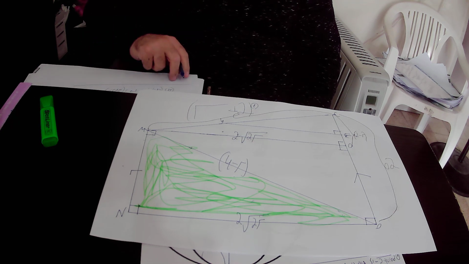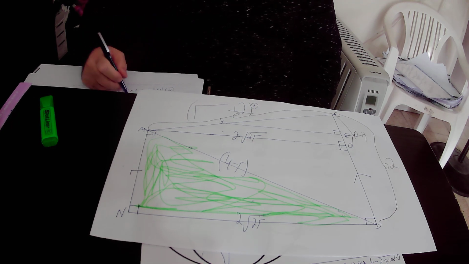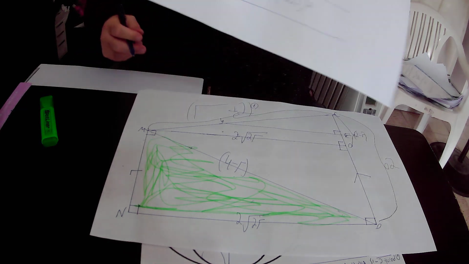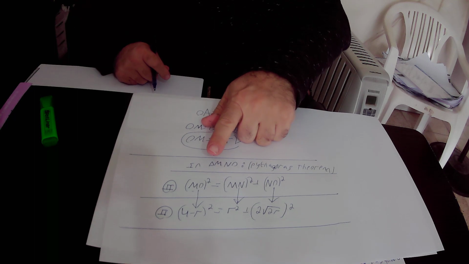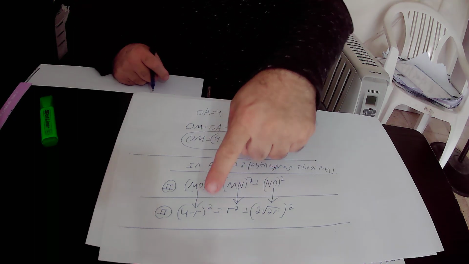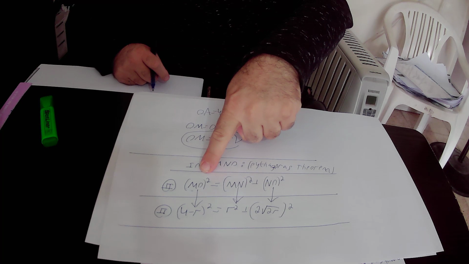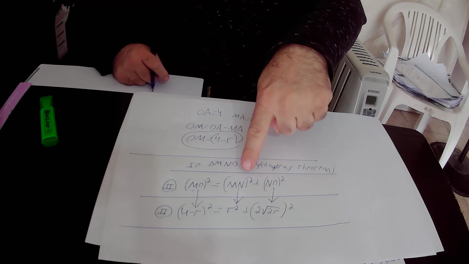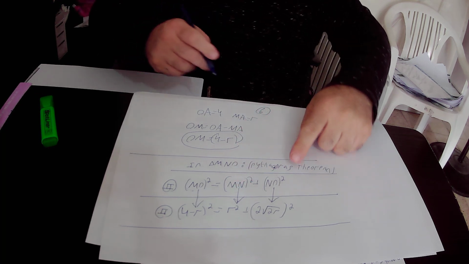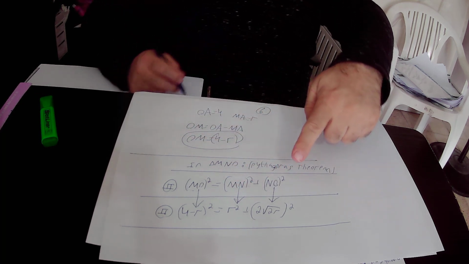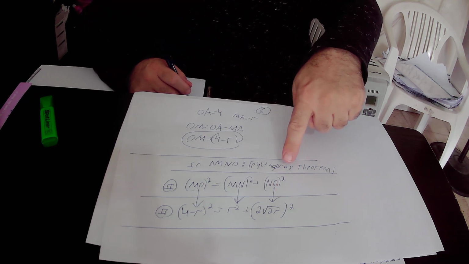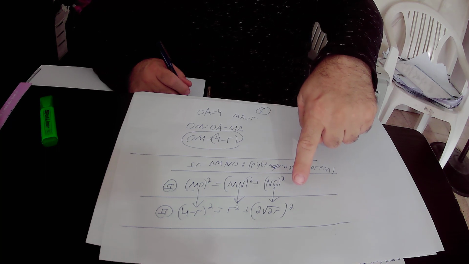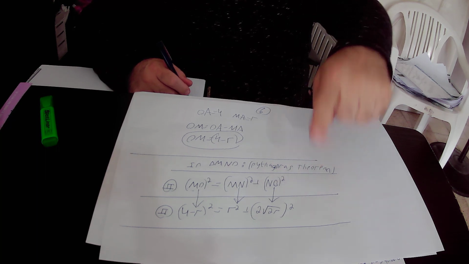Okay, so in total we got that MO equals 4 minus R, therefore MO square will be equal to (4 minus R) square. MN equals R, so MN square will be equal to R square. And NO equals 2 times the square root of 2R, therefore NO square will be equal to (2 times the square root of 2R) square.